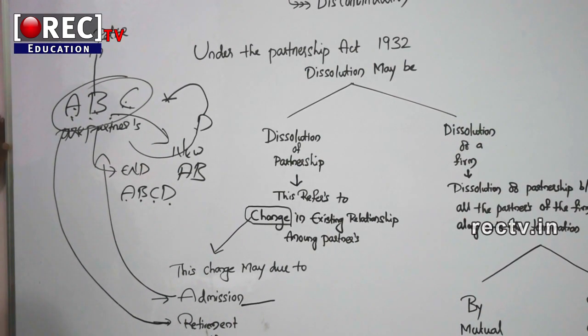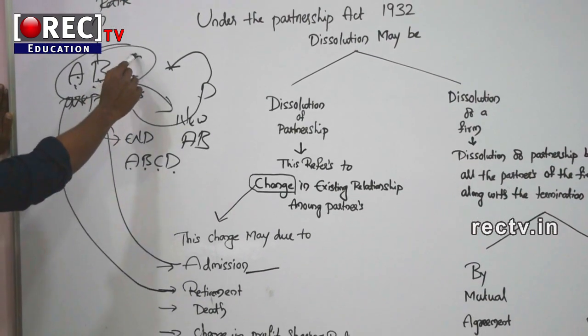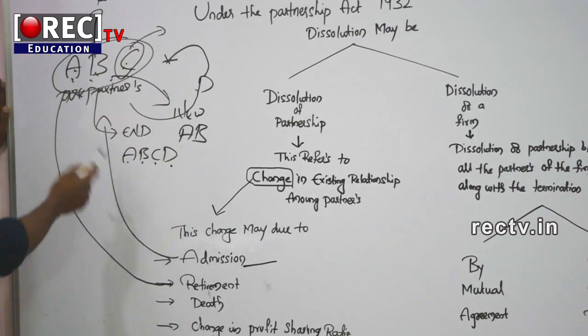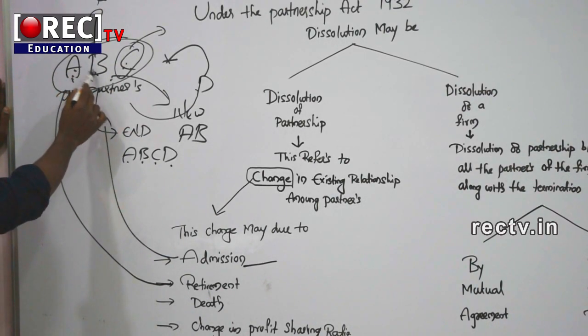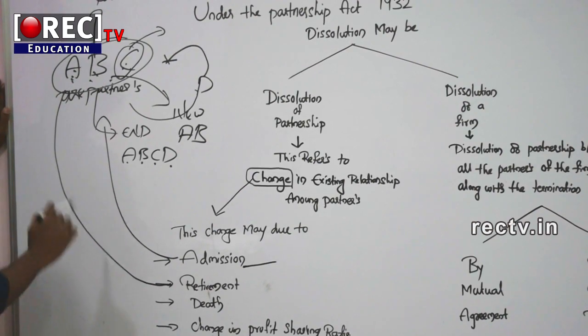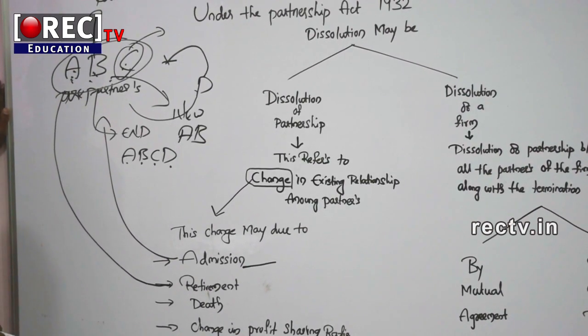Likewise when there is a death also, if C dies, the A, B, C relationship is going to end and there is a new relationship between A and B in the firm. So there is also a dissolution of partnership.